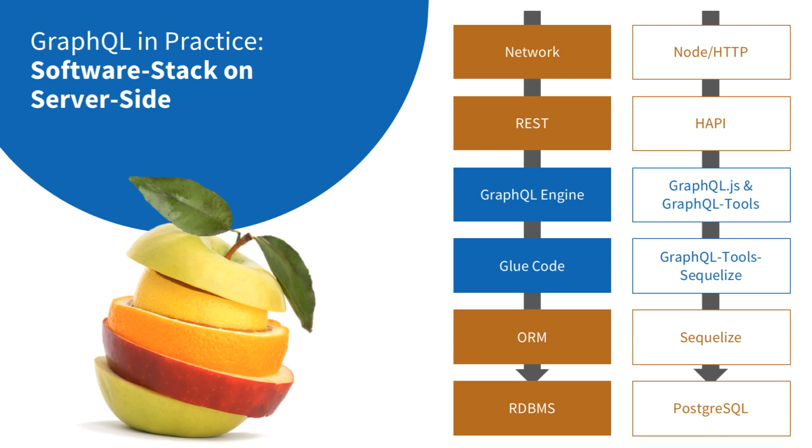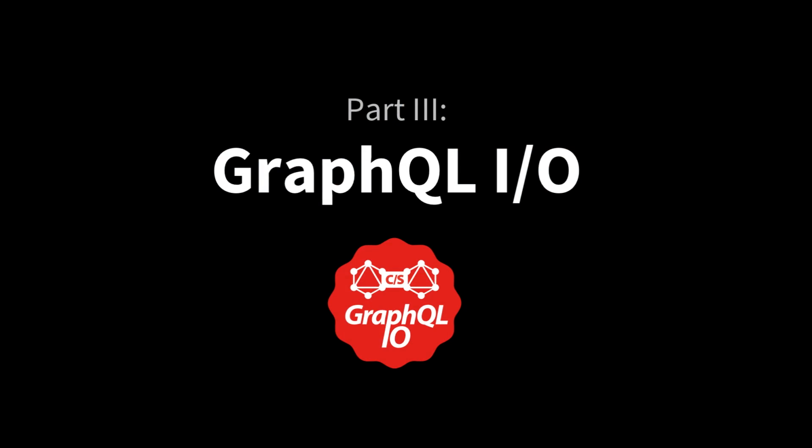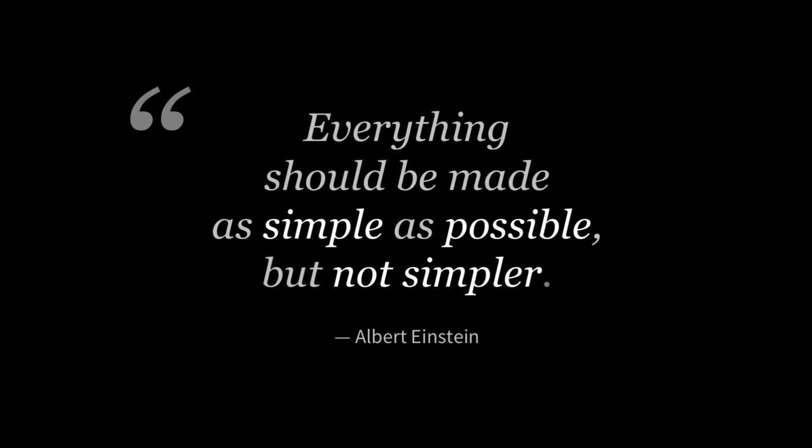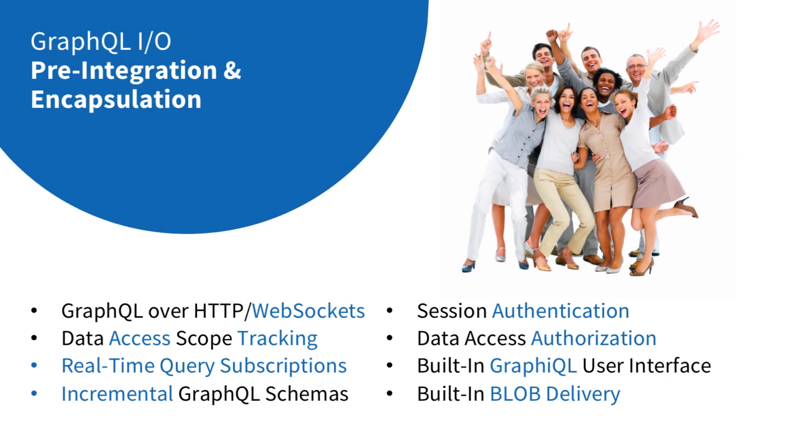The problem is GraphQL is very generic and it does not actually know anything about networking and all this stuff, so it becomes a little bit complex here. So we want to make it as lightweight and as simple as REST again, and for this graphql-io comes to the rescue. Everything should be made as simple as possible, but not simpler. And this is exactly what happens here.